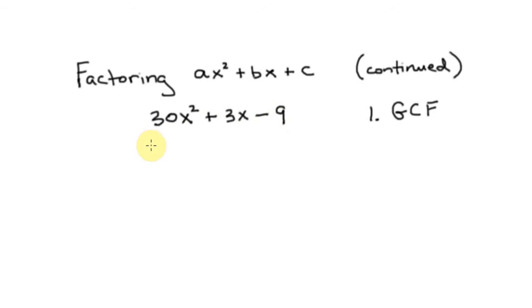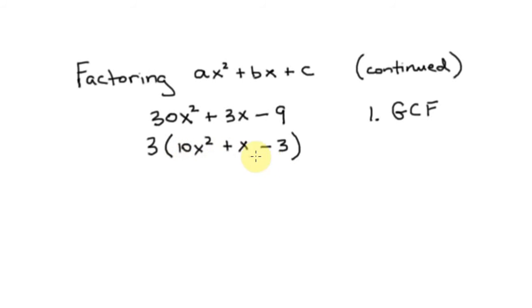And I can see they're all divisible by 3. So I'm going to factor that out. So that's going to be 3 times 10x squared, and 3 times positive x, and then 3 times negative 3. And there's my greatest common factor taken out.